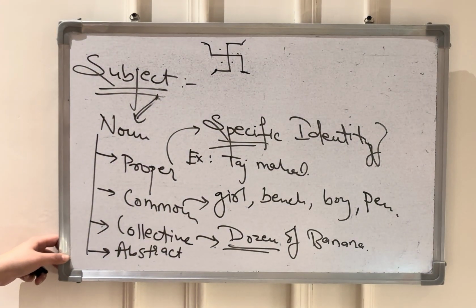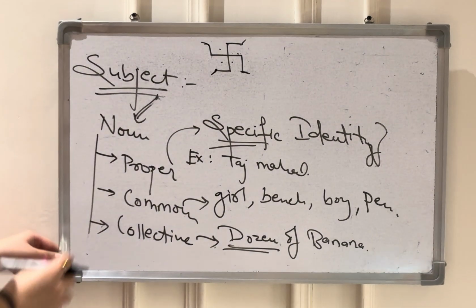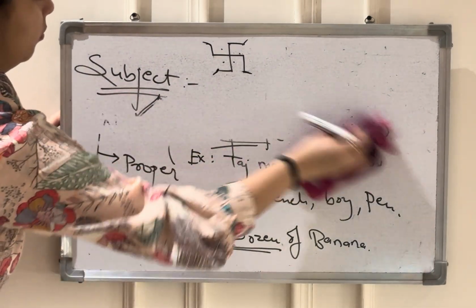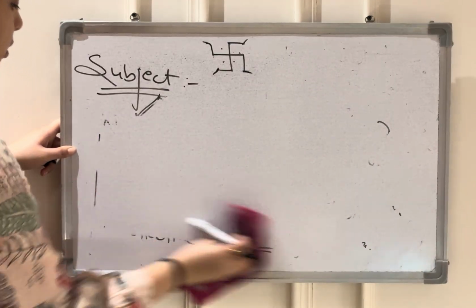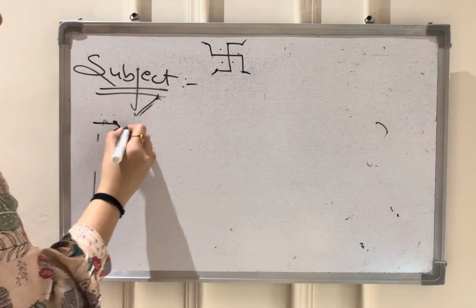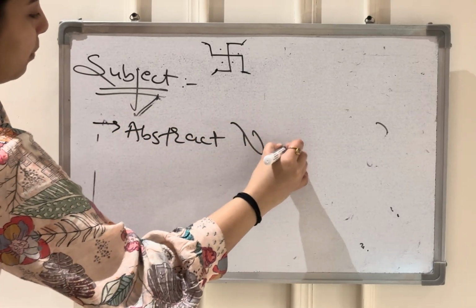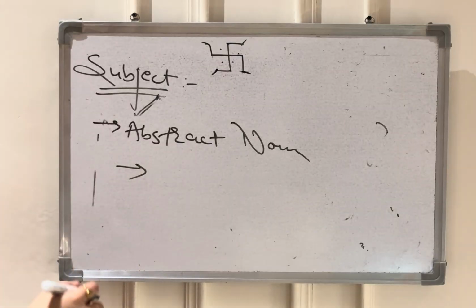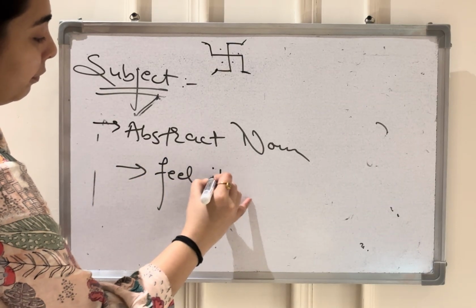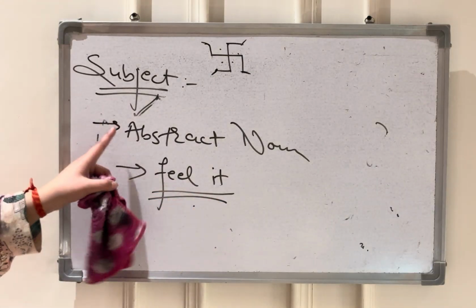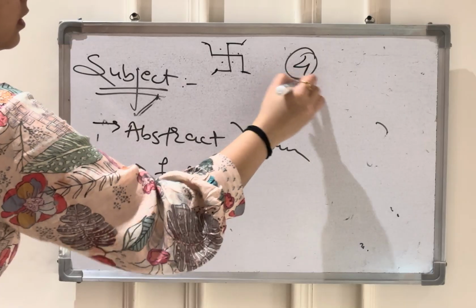What is an abstract noun? Abstract noun means which cannot be explained, but we can feel it. Anything which we can feel is my abstract noun. So these were my four types of nouns, right?